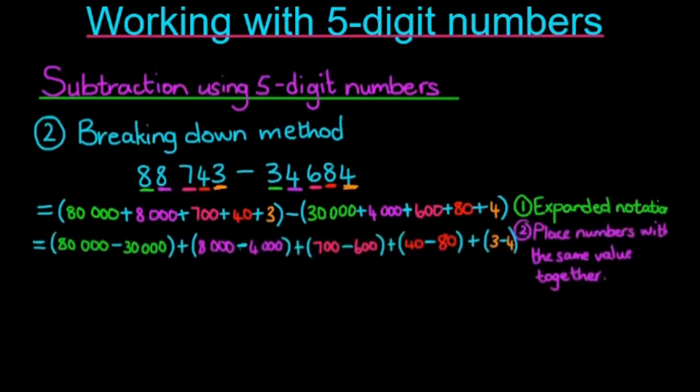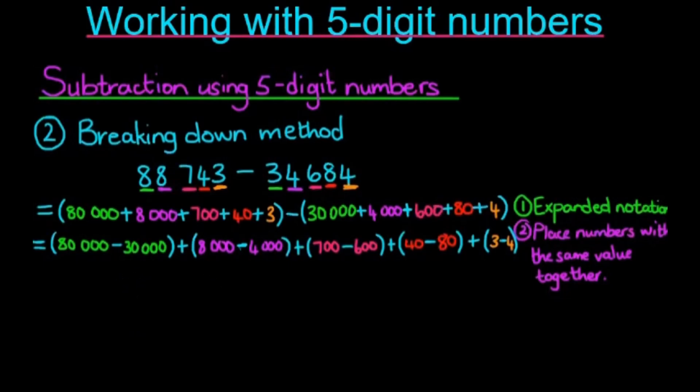The second part of the question, we need to place numbers with the same values together. This means that I need to take the 80,000 and minus the 30,000 and put that into one bracket. Putting each place value in the same bracket so that it's easier for us to subtract the numbers from each other, so we can just add it together at the end.